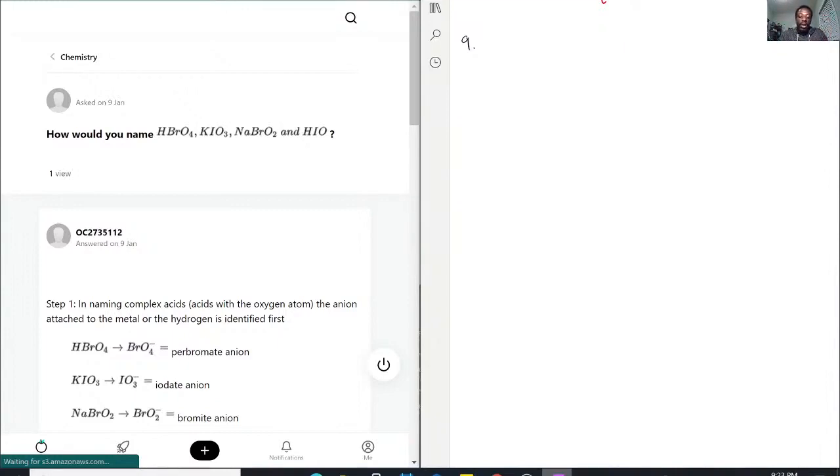HBrO4, as they show here, I'm just going to refer to my colleague's work, I do see the beginning of it. It actually is a good idea to separate these by their anions and cations. So we have KIO3, NaBrO2, and HIO. Okay? So with that being said, HBrO4 is a hydrogen and BrO4.